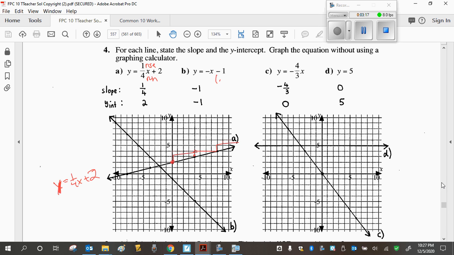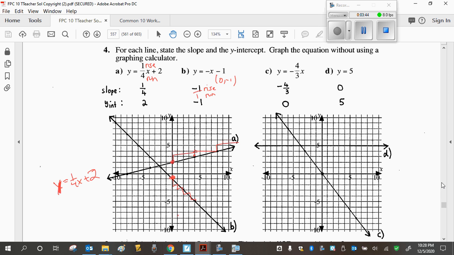Here, your y-intercept is 1 down, and your slope is -1, which is -1 over 1. Means your rise is -1, 1 down, and your run is 1 to the right. So down 1, right 1, down 1, right 1. And I'd do that 2 or 3 times so you can get a proper line here.